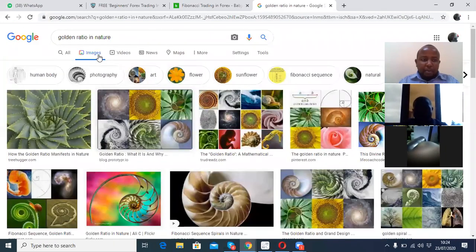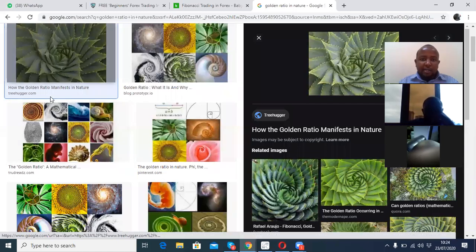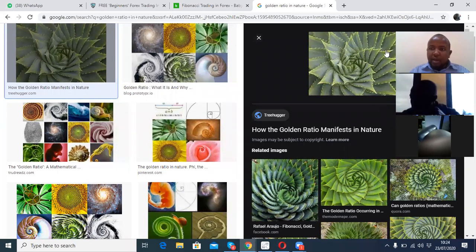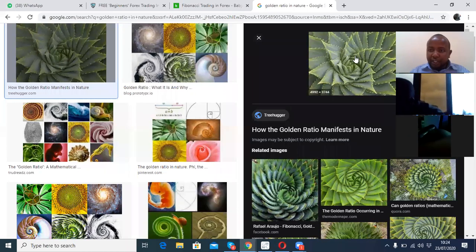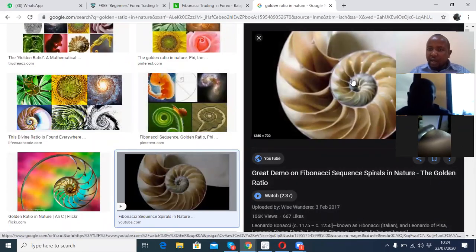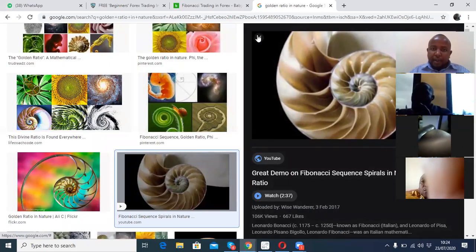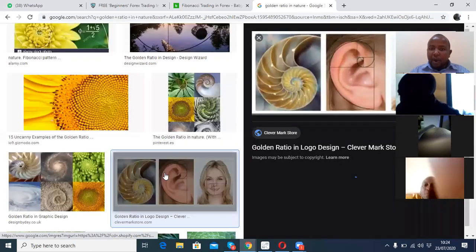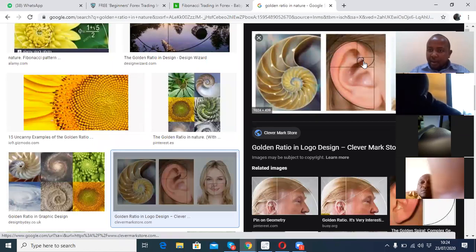You can see, for example, the flower here. The flower has the Fibonacci sequence. You can see the spiral from down here. Let me put this around here. Yeah, there. So you can see the flower, the spiral nature. It has this Fibonacci sequence. You can see the shell, we know then the snail. This is the Fibonacci nature. You can see also the ear. Our own ear has the Fibonacci nature.